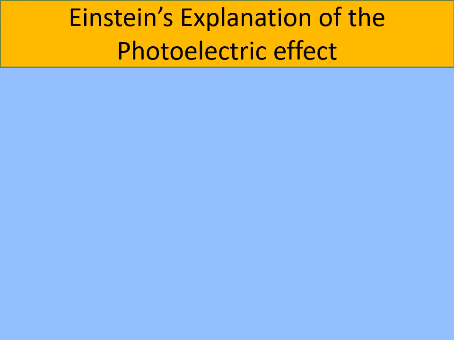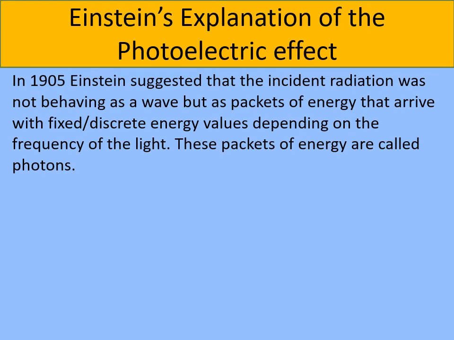So the photoelectric effect phenomena can't be explained using the wave model of light, but it can be understood if we adopt the idea that radiation arrives at the plate, the zinc plate in this case, as packets of energy called quanta or photons. In 1905, Einstein suggested that the incident radiation was not behaving as a wave, but as packets of energy that arrive with fixed or discrete energy values depending on the frequency of the light. These packets of energy are called photons.